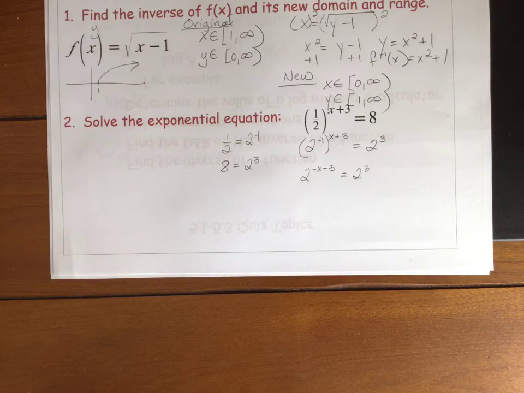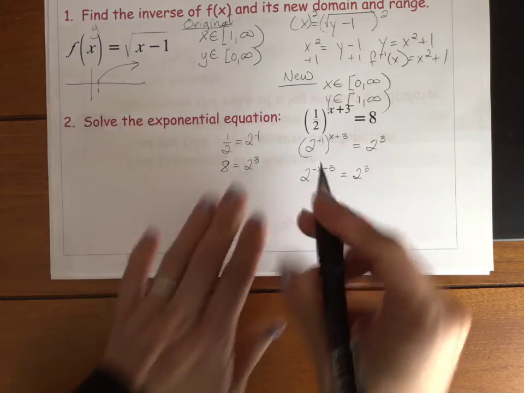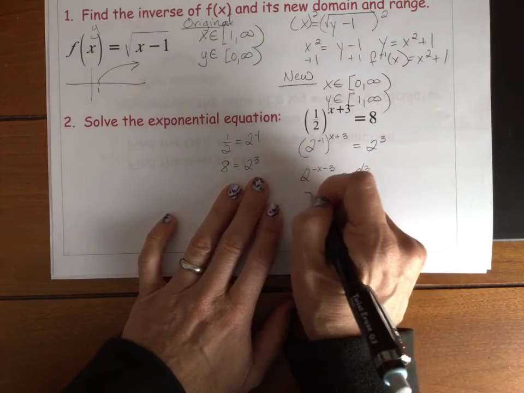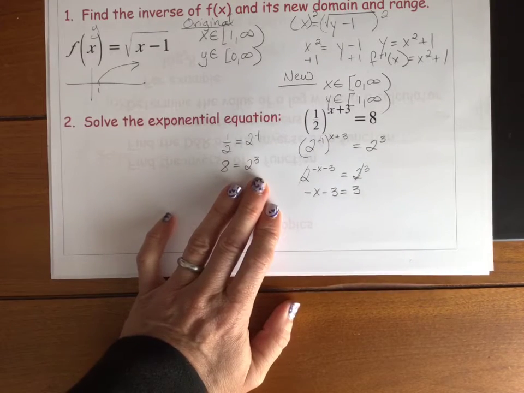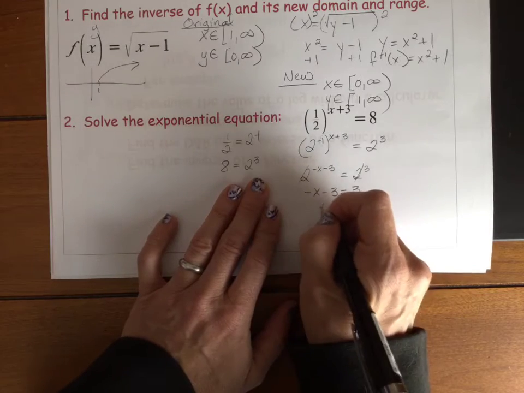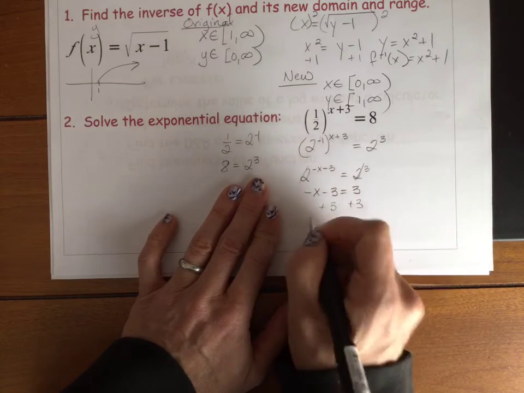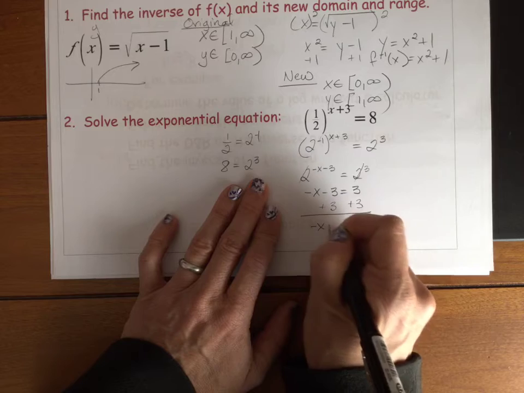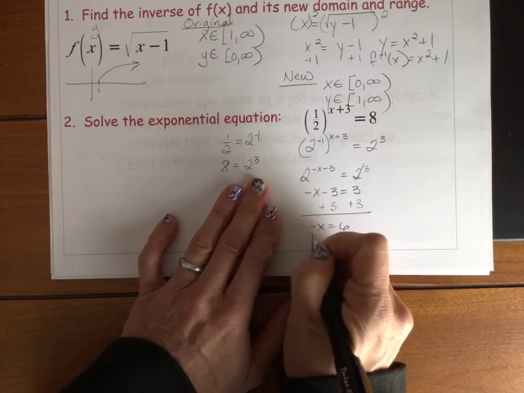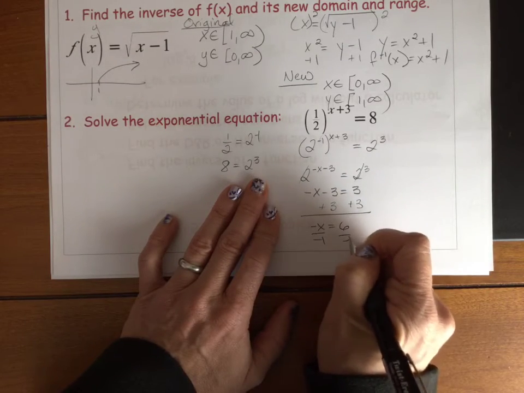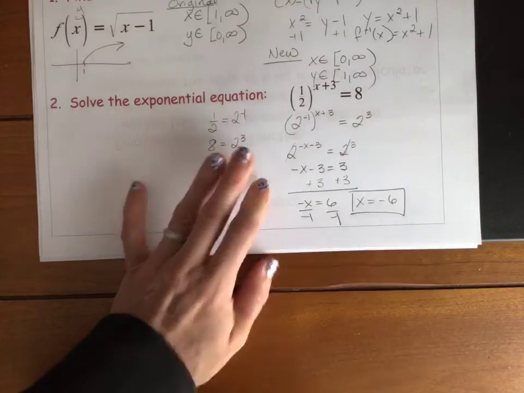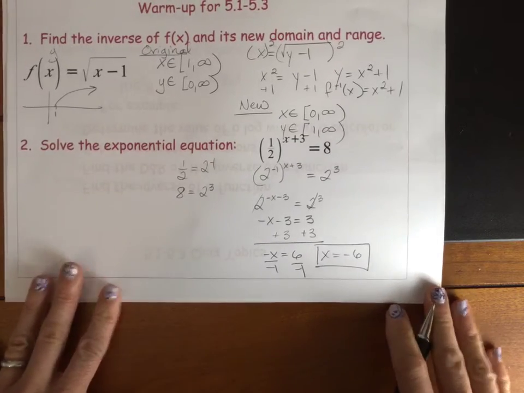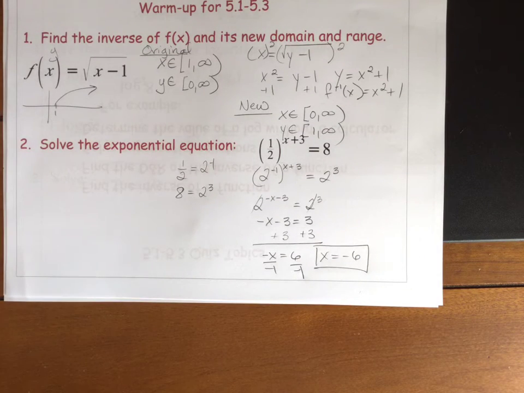Once I have everything the same base, and it's simplified as much as possible, the bases just go away, and I'm left with negative x minus 3 equals a positive 3. And then I solve for x. Add 3 to both sides, I get negative x equals 6. If I divide both sides by negative 1, I get x equals negative 6. And that's my final answer for number 2 on the warm-up.